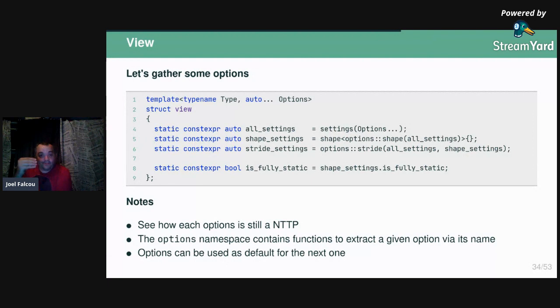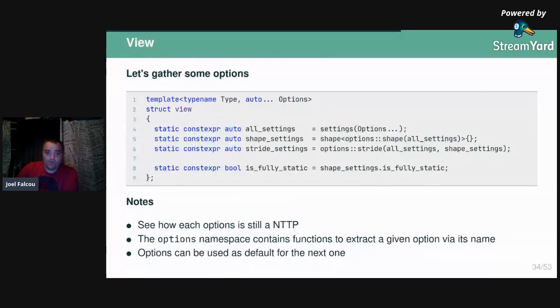Okay. And after that, we have a bunch of functions, those options colon colon, sorry, something that takes those settings and extracts the value. So for example, when I've got all my options, I need to get the shape option from the settings. And the shape option from the settings is this extents thing we saw already. And we just put it into a shape and instantiate it in a constexpr object. So we know what kind of shape it is.